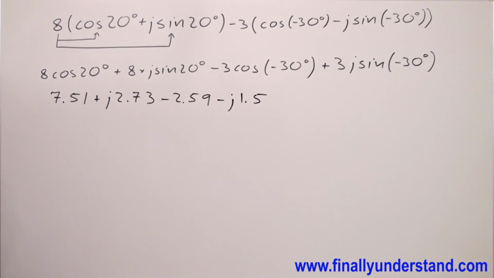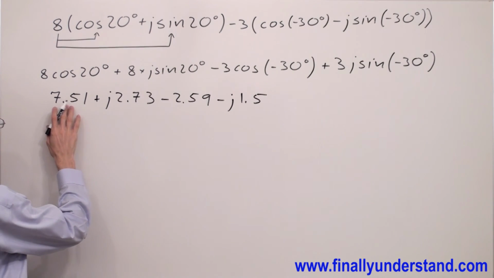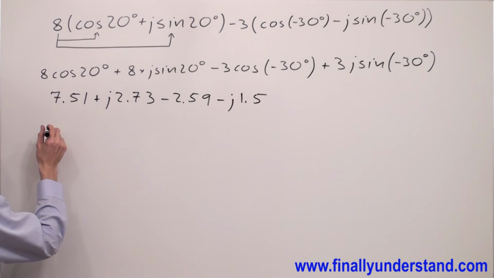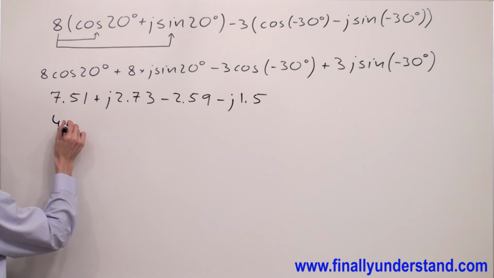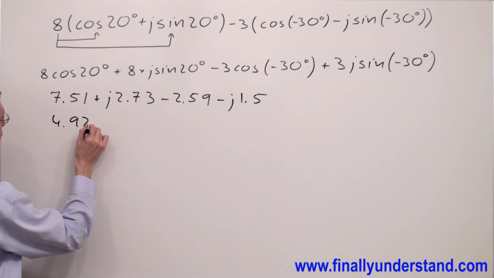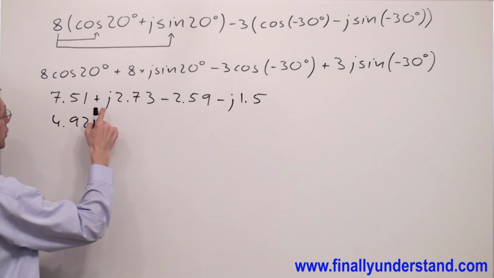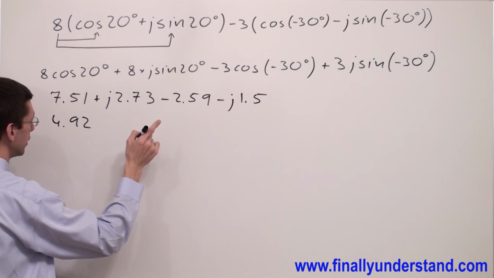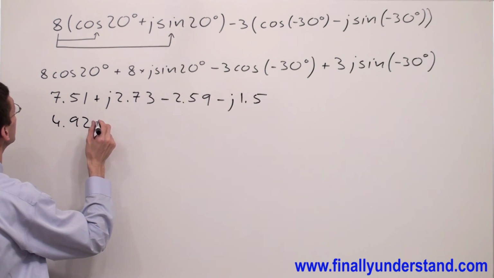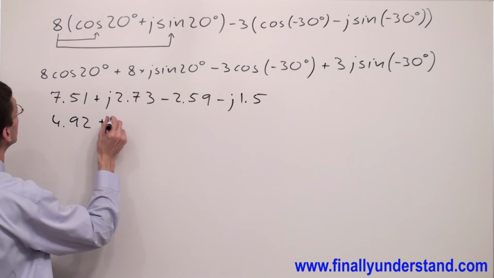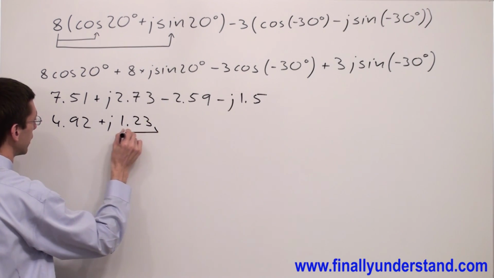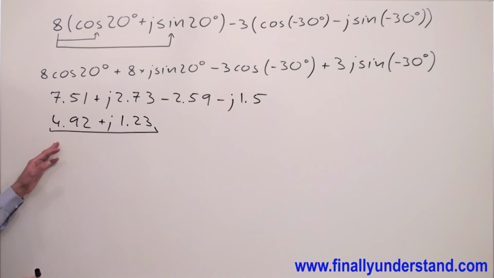Next, I'm supposed to combine the like terms. So I have 7.51 and negative 2.59, which is equal to 4.92. And I have j 2.73 minus j 1.5, which is equal to j 1.23. And this is the solution to my problem.